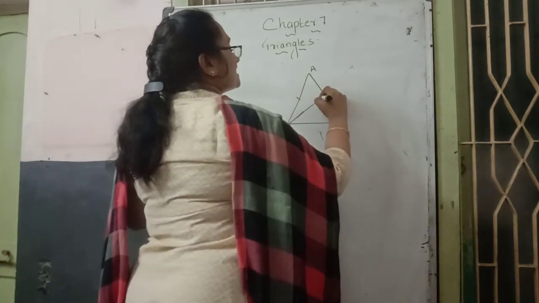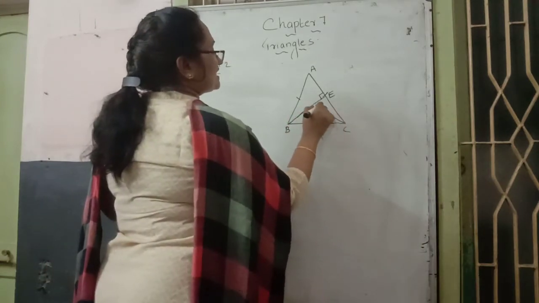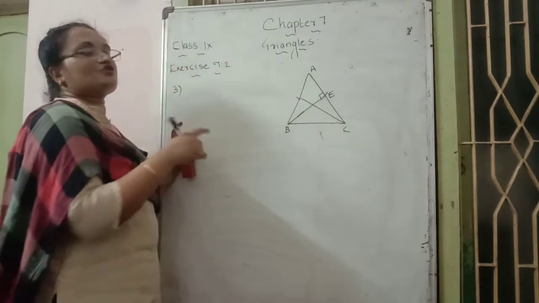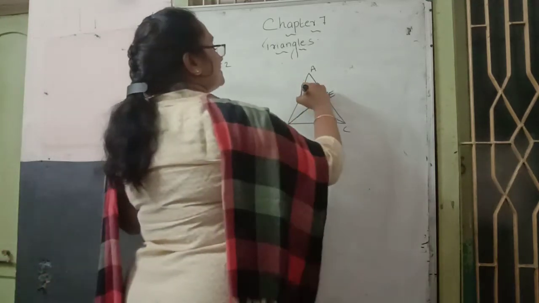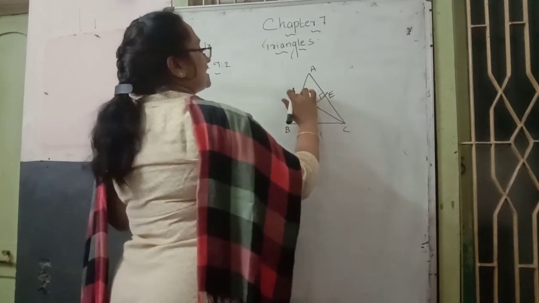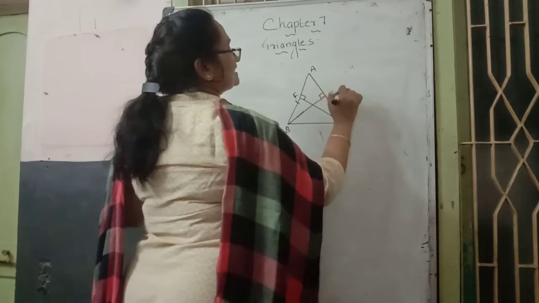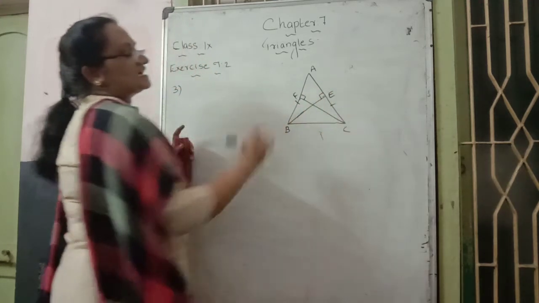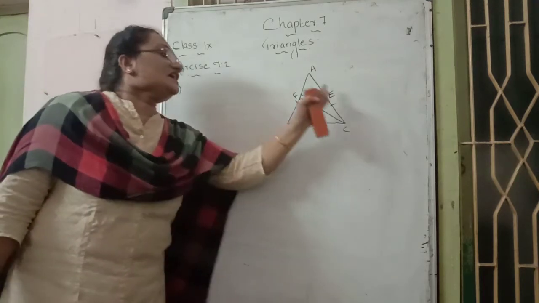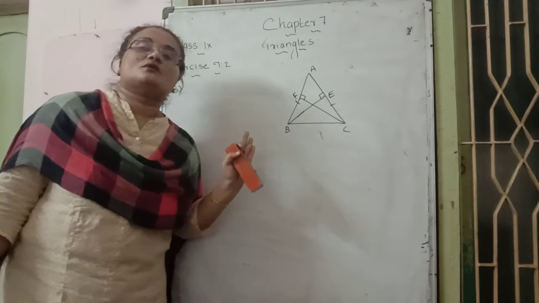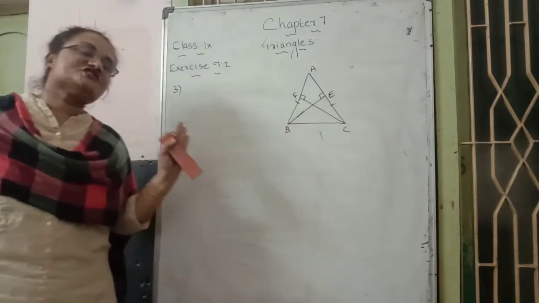Perpendicular means how many degrees? 90 degrees. From the C vertex also draw a perpendicular to the AB side, an altitude, making 90 degrees. Mark that point as F. So mark one place as E and this place as F. What they are saying is: prove that the altitude BE and the perpendicular CF are equal. We want to prove this. How to prove it?